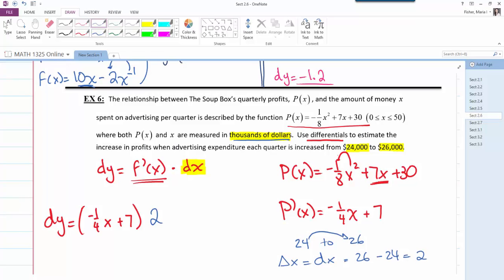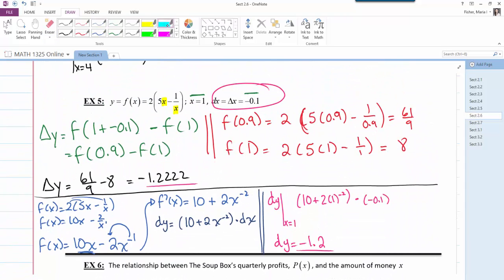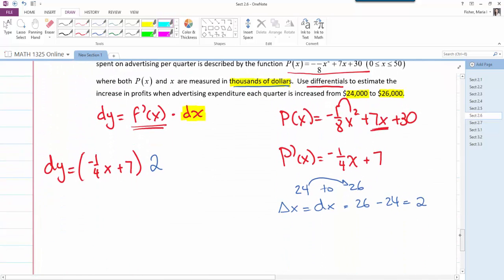So now I need to figure out what the x is. What am I plugging into? So what do I plug in so that I know what the differential is, how much I think my increase in profits is going to be? Let me go back up to our last problem. We are given that x is equal to 1, and we're given how much we change, right? So we always plug in when we're doing our differential that given x. So knowing that, here we're going to have to evaluate this when x is equal to 24, because 24 is where we start. Our increase is 2.